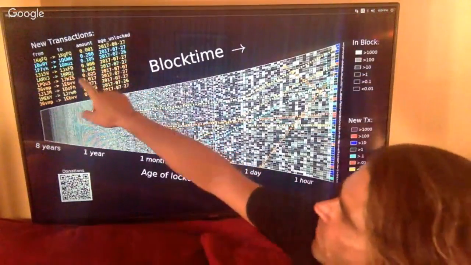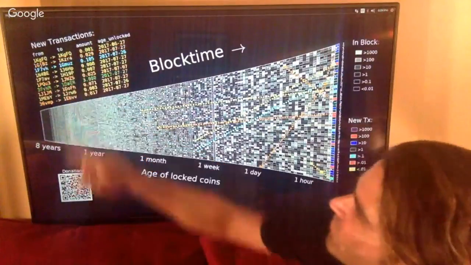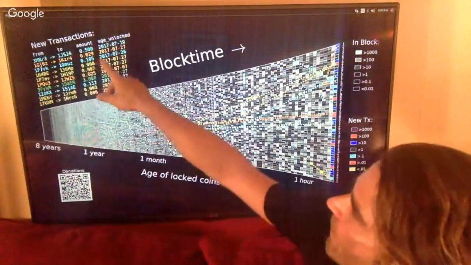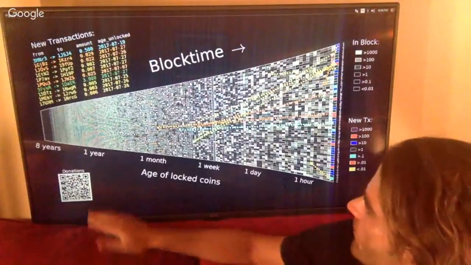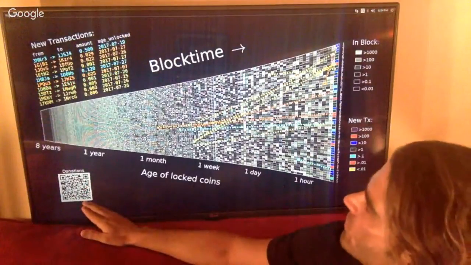The new transactions' information is detailed right there: to, from, amount, age unlocked. This is my donation address right here.